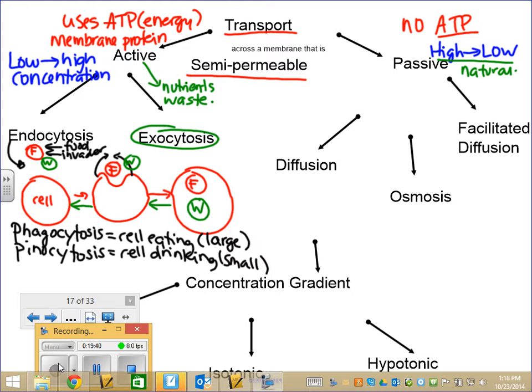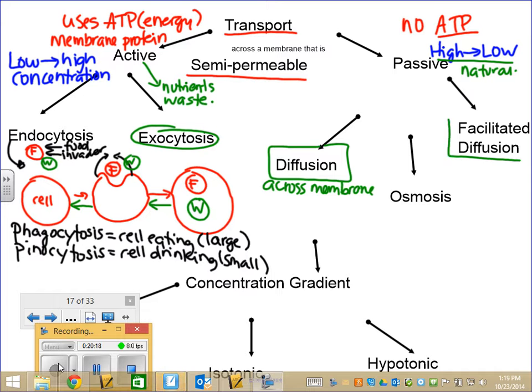Now, passive transport happens naturally. That means your cell is not in control of it. So sometimes passive transport can be very helpful, but sometimes it could cause harm to a cell because it's happening naturally. We have three kinds that we'll talk about. The one we'll focus on is diffusion. Diffusion happens across the membrane. So I'm not using a protein here. Things are moving in and out through the spaces in the cell membrane all on their own.